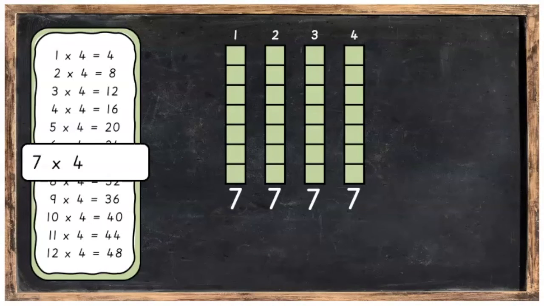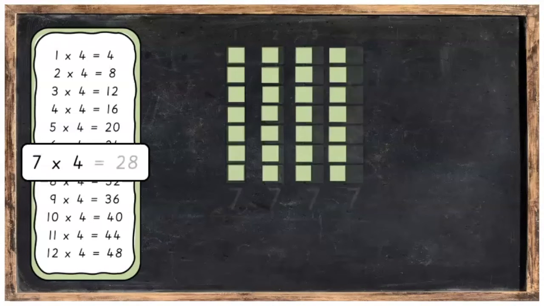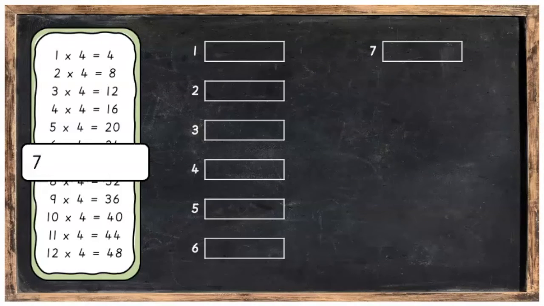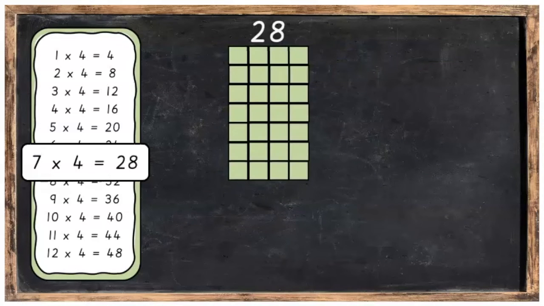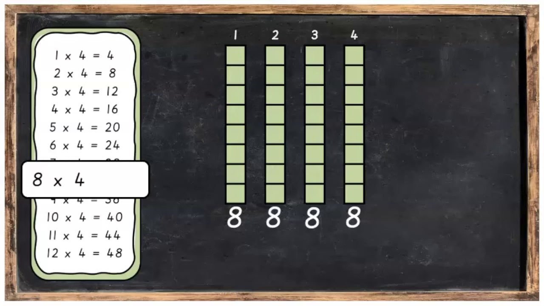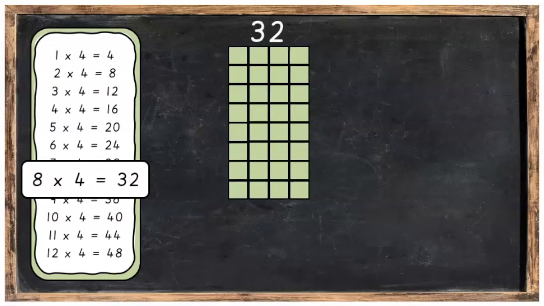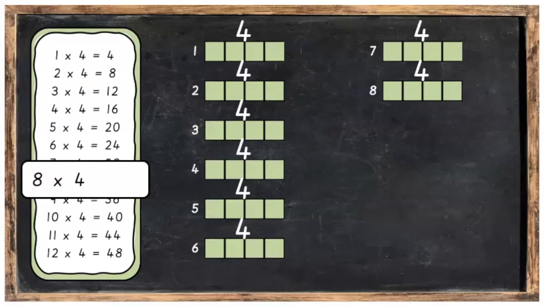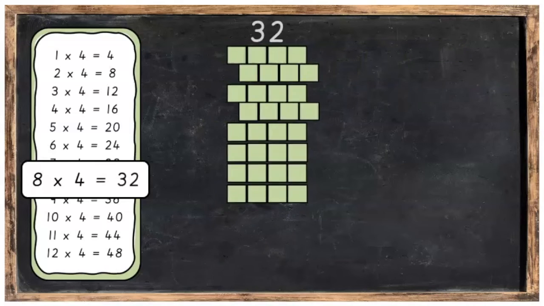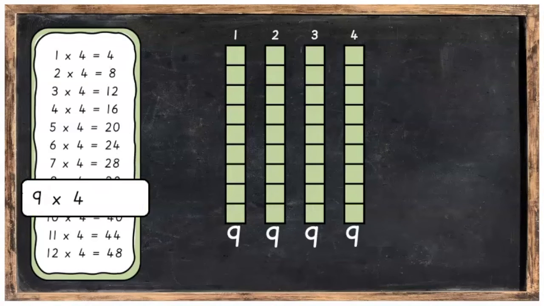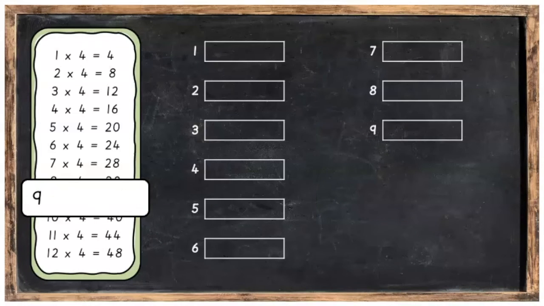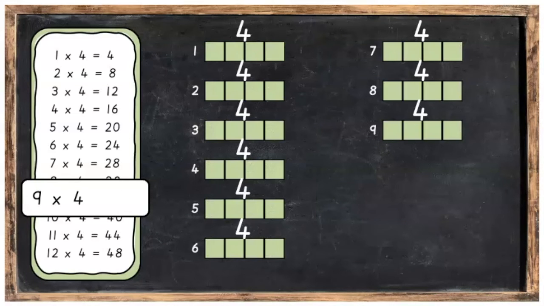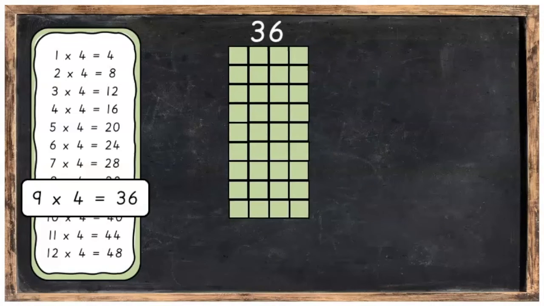7 times 4 is equal to 28. And 7 fours are equal to 28. Here we've got 8, and there's 4 of them. So 8 times 4 is equal to 32. And then we've got 8 fours is equal to 32. 9 times 4 is equal to 36. And 9 fours are equal to 36.